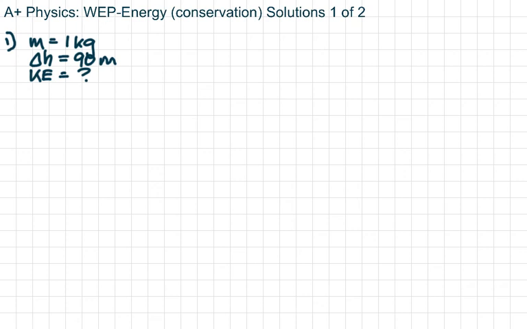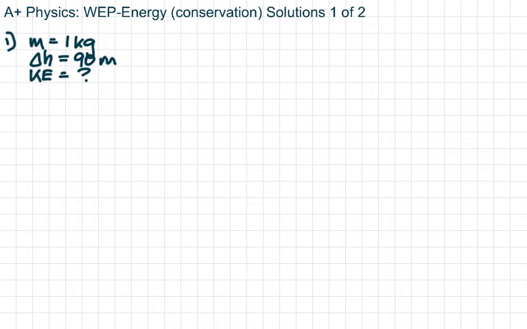We have a rock that's falling. They give us the mass, they give us the change in height. That is enough information to solve for the gravitational potential energy, and so it asks for the kinetic energy. All right, let's take a look. All right, so the trick with these conservation of energy problems is like you kind of hit a roadblock.